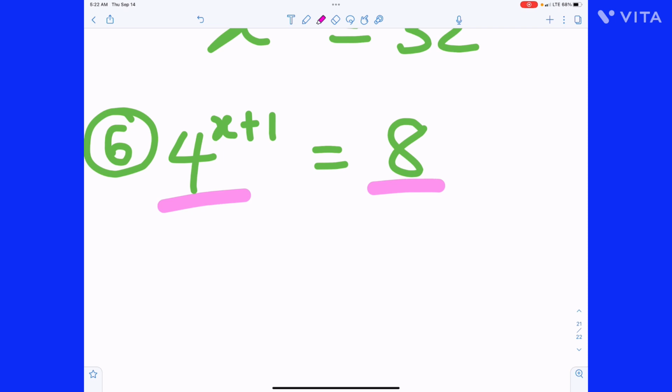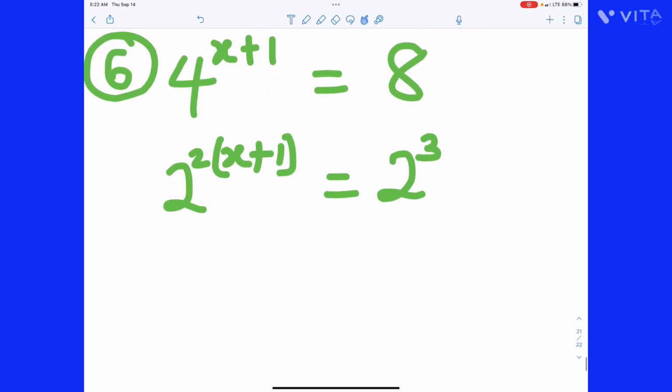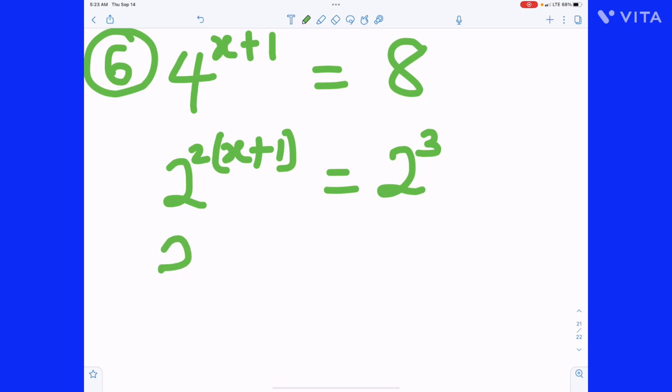2. Because I can write 4 as 2 squared and multiply the 2 by x plus 1. I can also write 8 as 2 cubed. So that takes care of that. So after doing this, now both sides are in the same base.